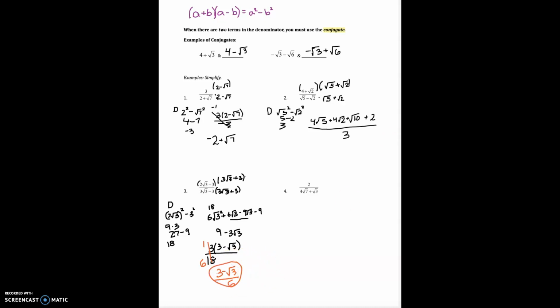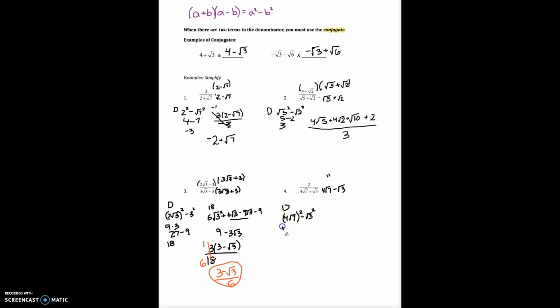And then moving on to that last problem, the conjugate will be 4 root 7 minus root 3. And I'll just put ditto marks here, save some time there. So the denominator will be 4 root 7 squared. And again, put parentheses around that so you're sure to square both the 4 and the root 7, and then minus root 3 squared.